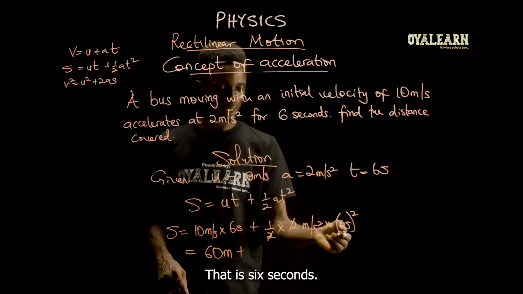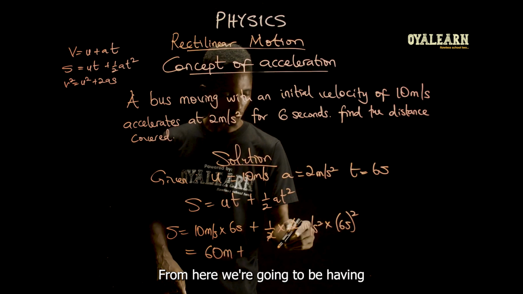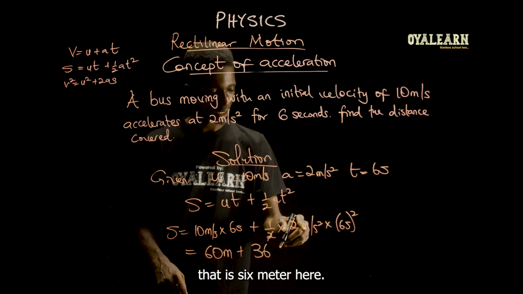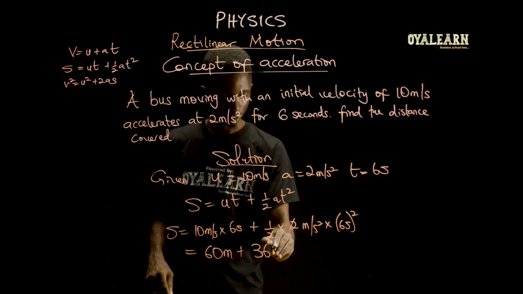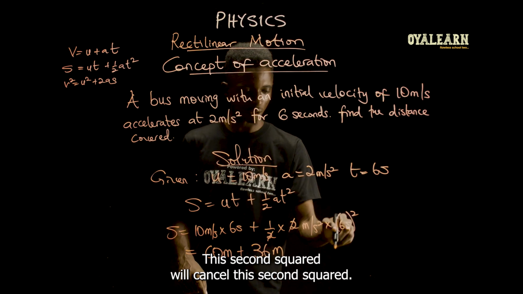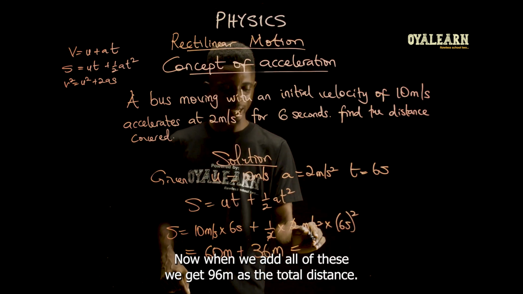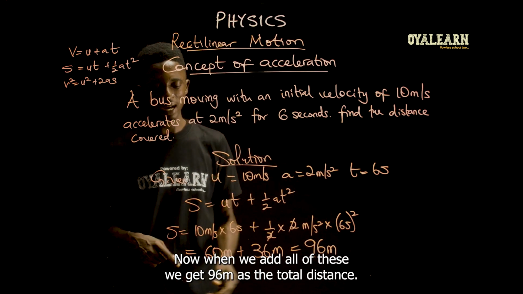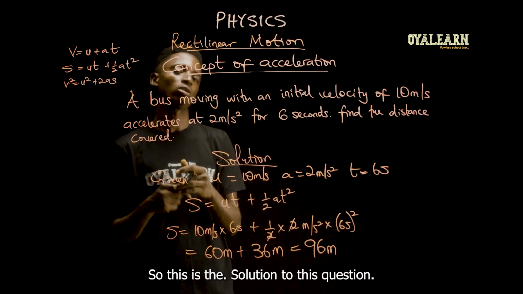Okay, 36 seconds squared. So what we'll have here is 36 meters. This second squared will cancel this second squared, so we are left with just 36 meters. Now when we add all of this, we get 96 meters as the total distance traveled by this bus. So this is the solution to this question.